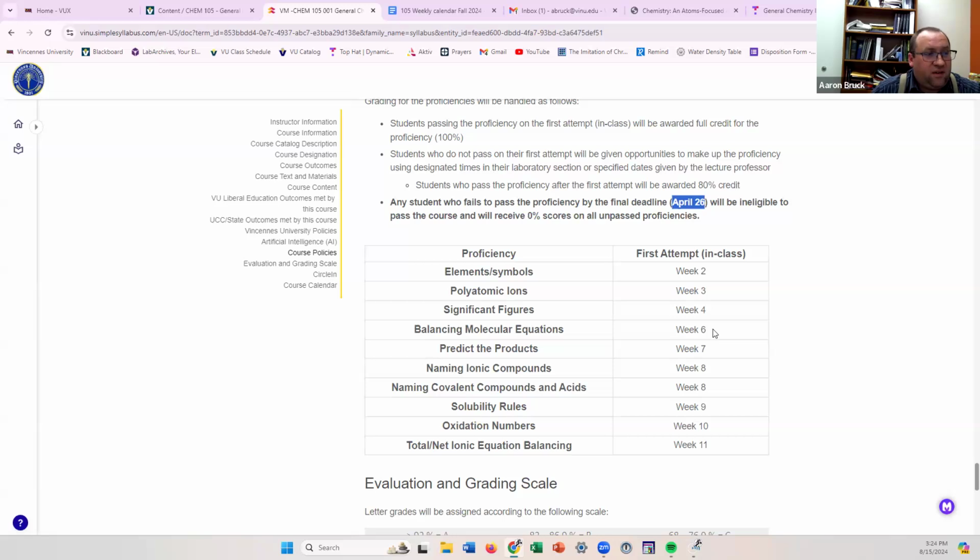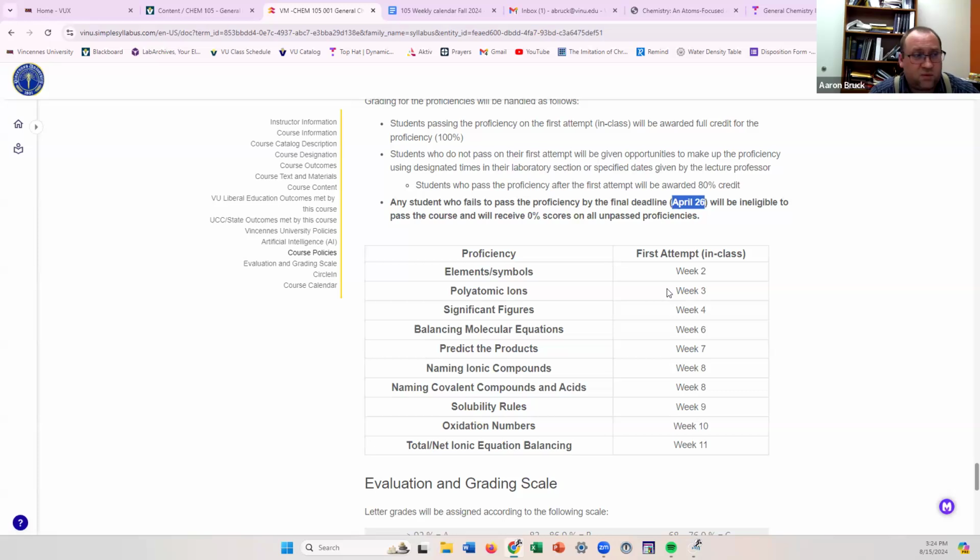When are you going to be given these first attempts? Your first attempt is always going to be in class. And so we have designated weeks where we're going to give you that first attempt. So for elements, that first attempt is going to be in class during week 2. When during week 2, that's up for me to decide, just based on when we have a good soft spot in the schedule to do it. Chances are pretty good it'll be a Friday.